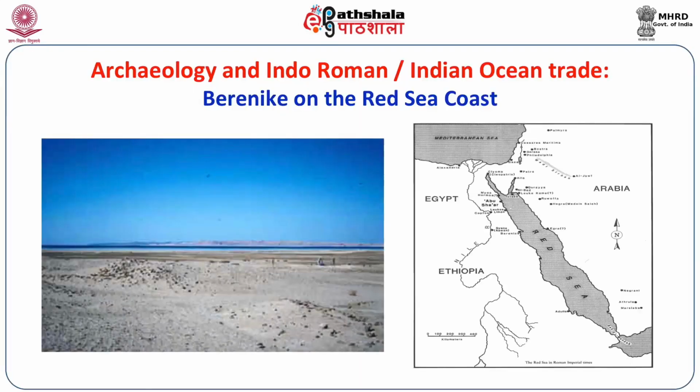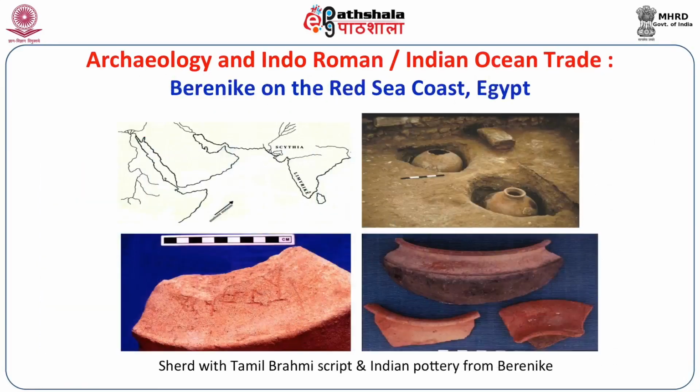What you see in this map is the image of Berenike on the Red Sea coast of Egypt. This is an important site for connections with India in the early historic period. At this site, they have found pottery with a Tamil Brahmi inscription. They also found a pot with 7.5 kilos of pepper, clearly suggesting the connections with the Malabar coast. They also have found this pottery.